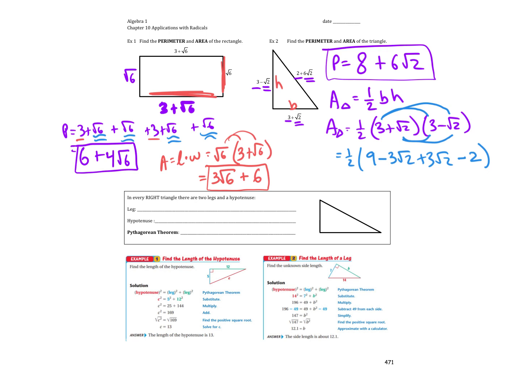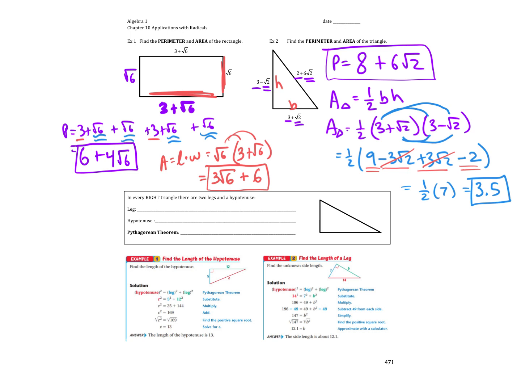And here I've got some like terms. Minus 3 root 2 and plus 3 root 2 cancel out because they add up to 0. And then 9 minus 2 is 7. So I'm going to get equals, don't forget that 1/2 in front, times 7. Half of 7 is 3.5. There's my area.